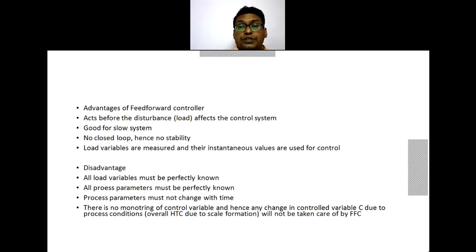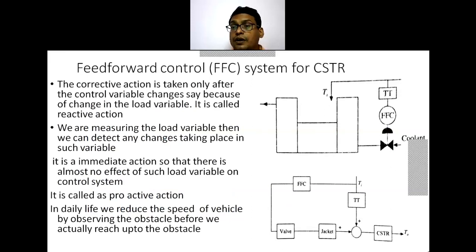That is, all the process parameters must be perfectly known. Then the process parameters must not change with time. That is one of the limitations of this feed forward control system. As there is no monitoring of the control variable, any change in the control variable C due to the process condition will not be taken care of by this feed forward control system. We are not measuring the temperature inside this reactor for this control system.